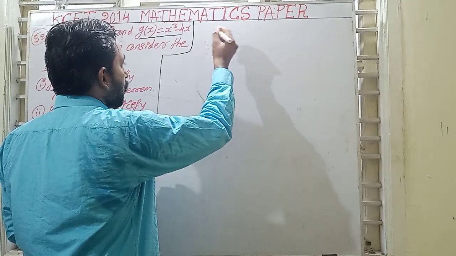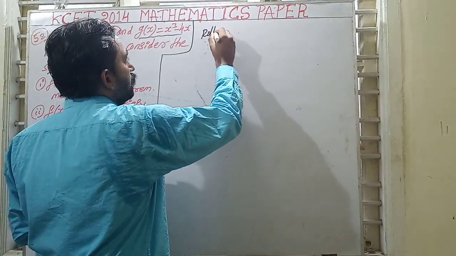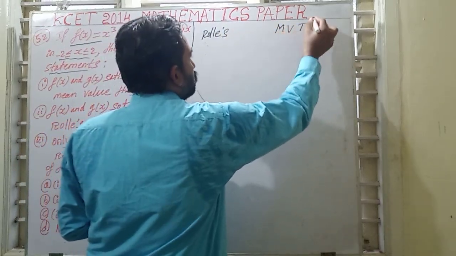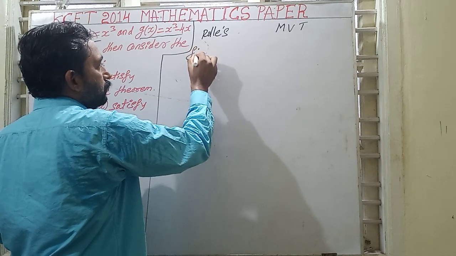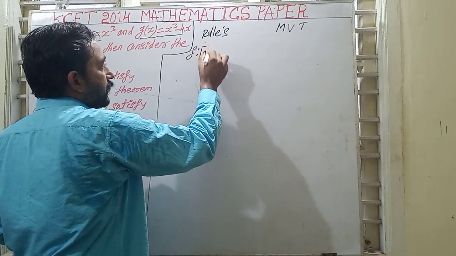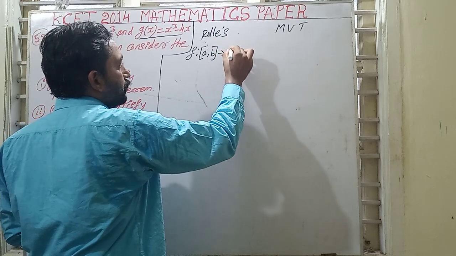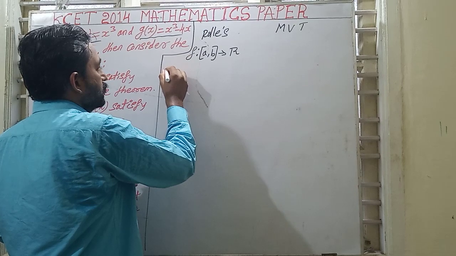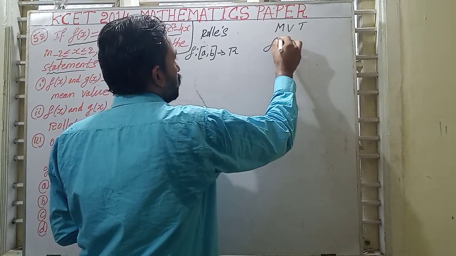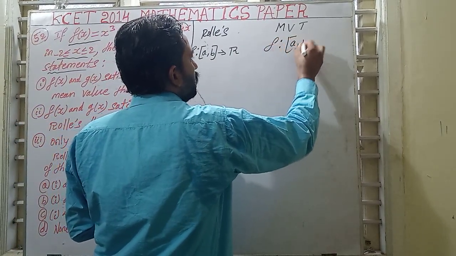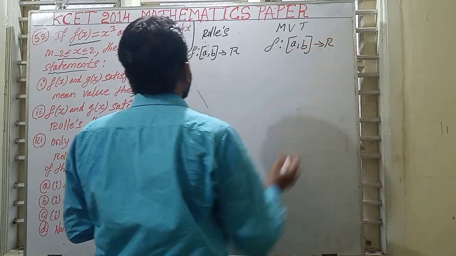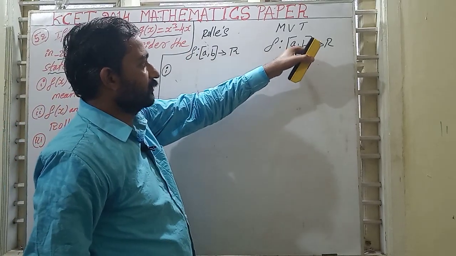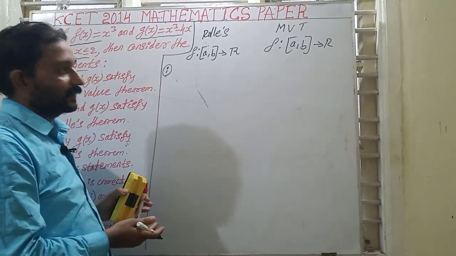So Rolle's theorem and mean value theorem. So what is the Rolle's theorem? f from closed interval a to b to real numbers R is given. Here also f from a to b to R. So this function, Rolle's theorem is applicable on this function, mean value theorem is applicable on this function, in which of the following conditions are satisfied.